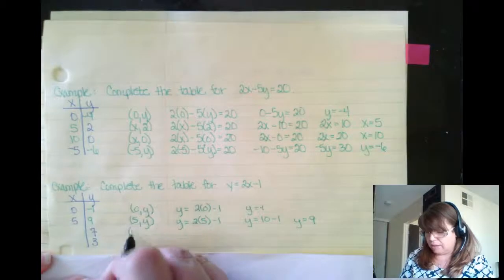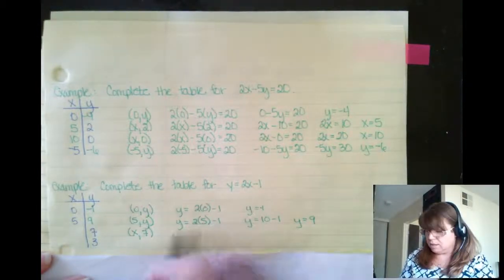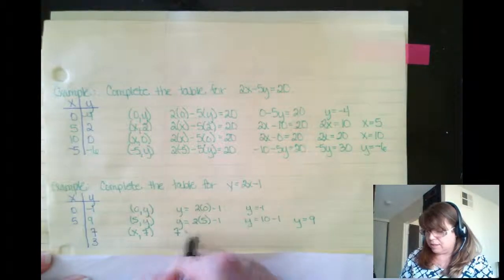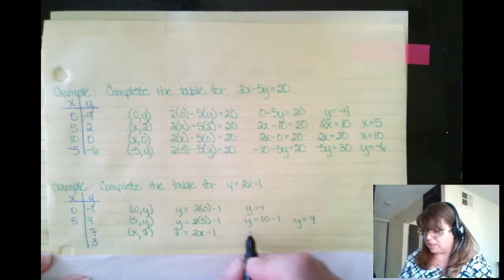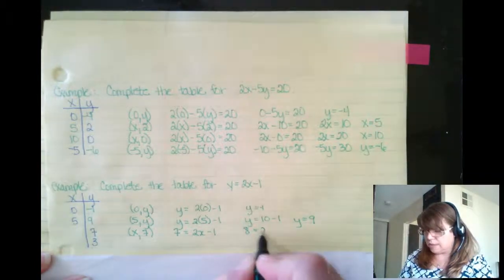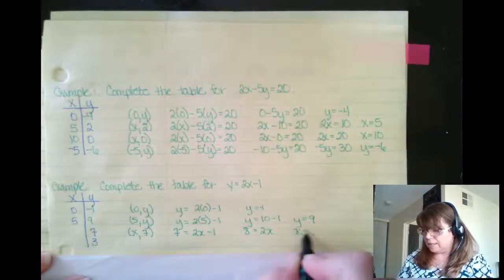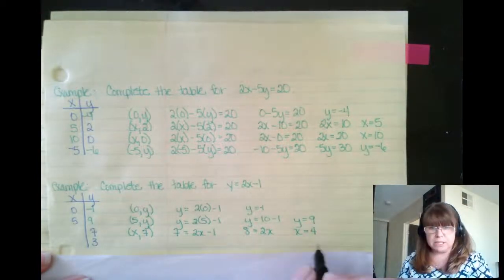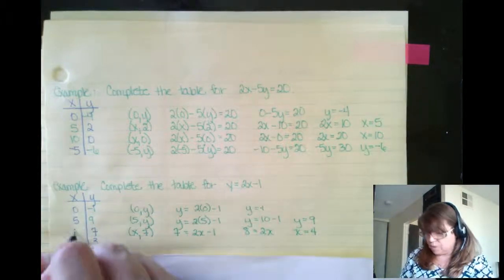Now we're looking for x, but y is 7. So y is 7, equals 2 times x plus 1. We're going to subtract 1 from each side, so 6 equals 2x. Divide by 2 on each side, so x equals 3. And yes, I know I flipped it, but that's legitimate. I can do it either way.